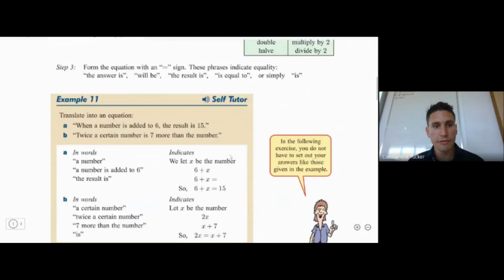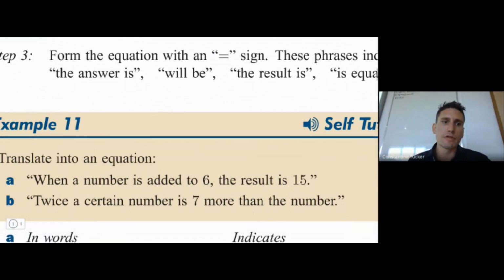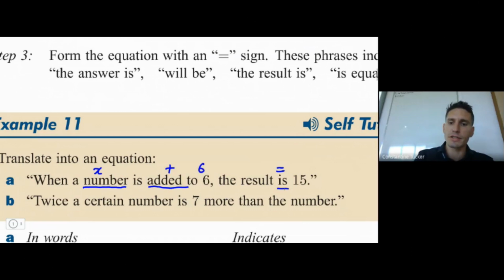So let's have a look at this. How would we translate this problem? When a number is added to 6, the result is 15. How would we write this down using algebra? Well, the idea is the following. When they say a number, we don't really know the number, so we have to come up with a letter. Usually we use X, it's convenient. So when a number is added to 6, well, added means plus. And then the result is 15. So in maths, that would be equal to. So basically what we've said here is X plus 6 is equal to 15.